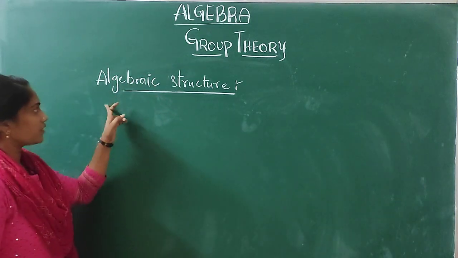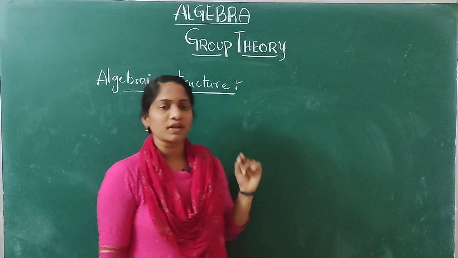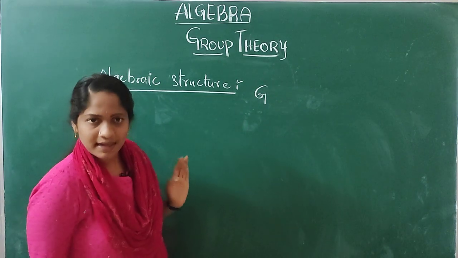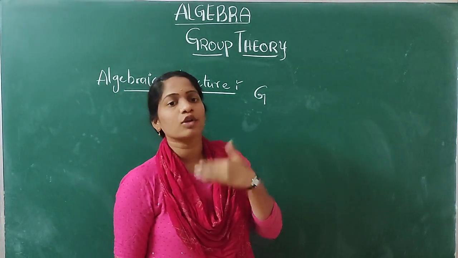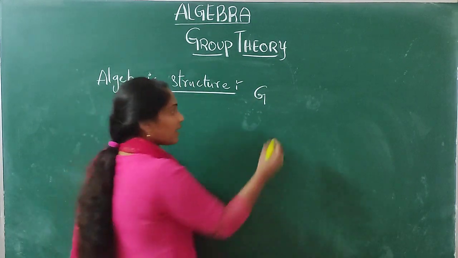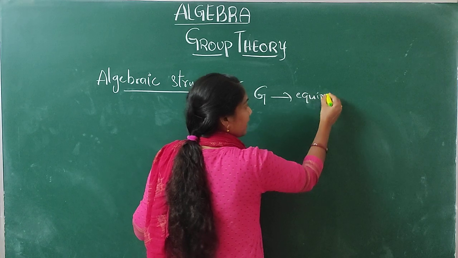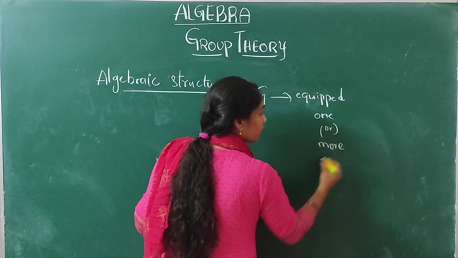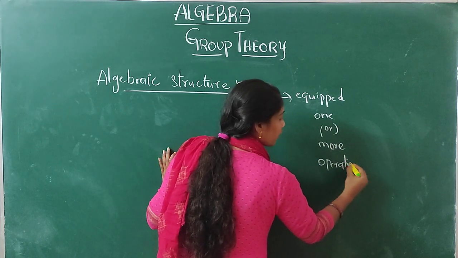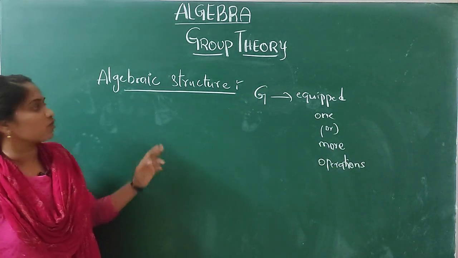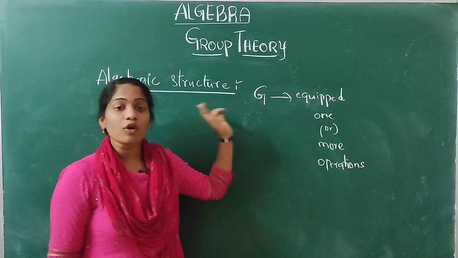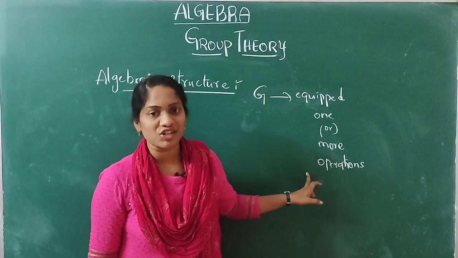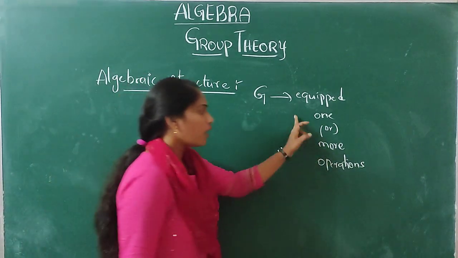So now, coming to the first definition, algebraic structure. Now I will tell you the definition. First listen carefully. Take a non-empty set G. G is a non-empty set equipped with one or more binary operations. A non-empty set G equipped with one or more operations is known as an algebraic structure.